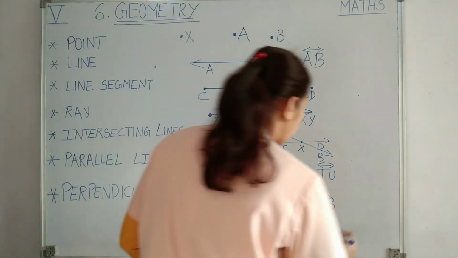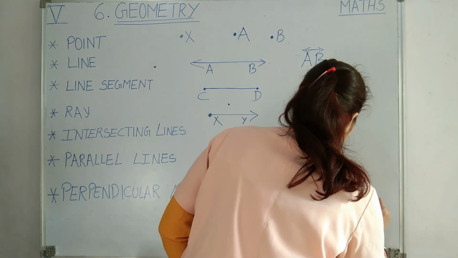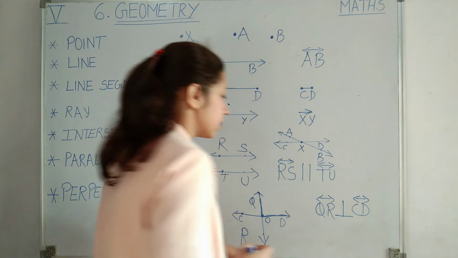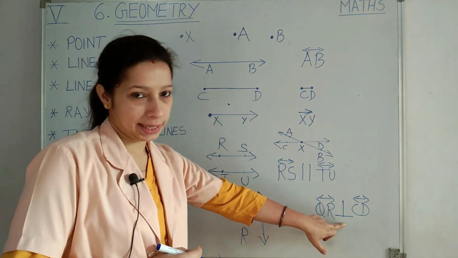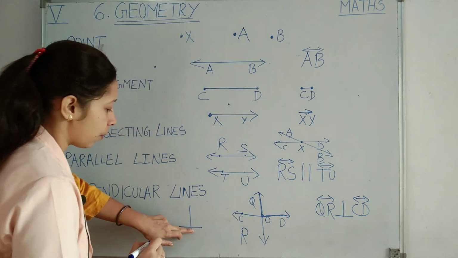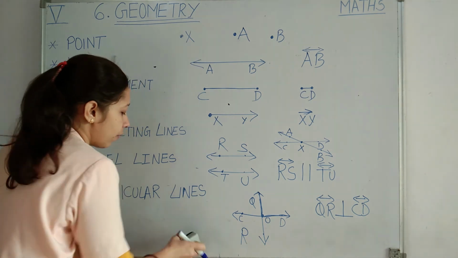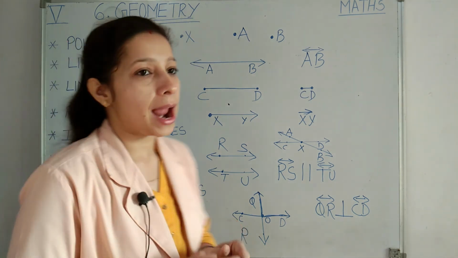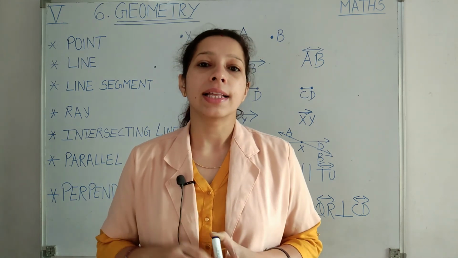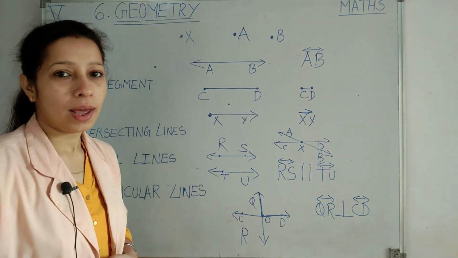Okay, and how to denote it? QR and CD. Okay, see its symbol. The perpendicular line symbol is like an upside-down T. This symbol is for perpendicular lines, like this, upside-down T. Understood, students? So what do you mean by perpendicular lines now? When two lines intersect each other and form a right angle, right angle means an angle of 90 degrees, then such lines are known as perpendicular lines, and this symbol denotes perpendicular lines.